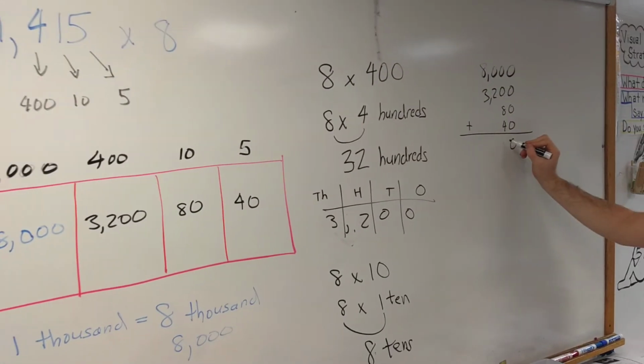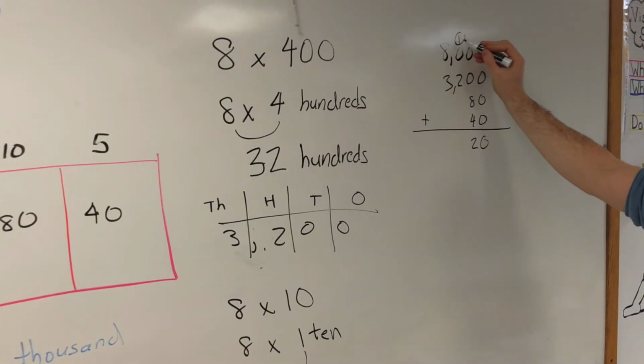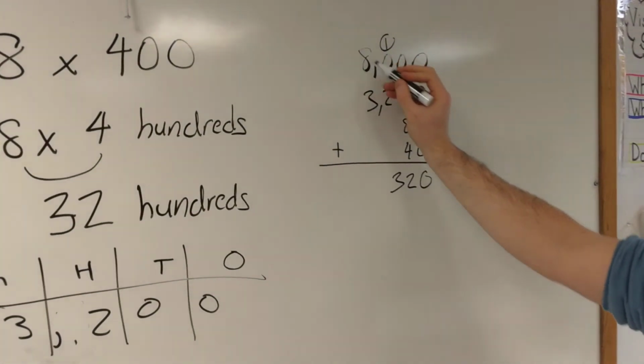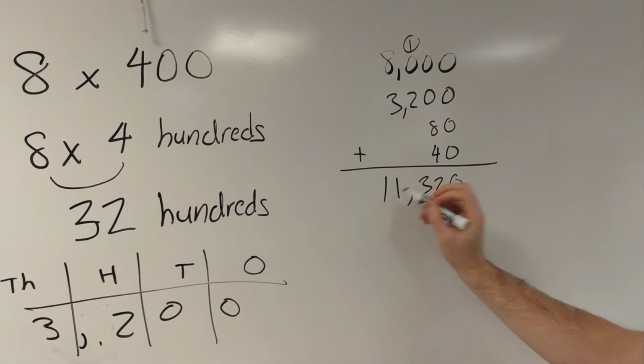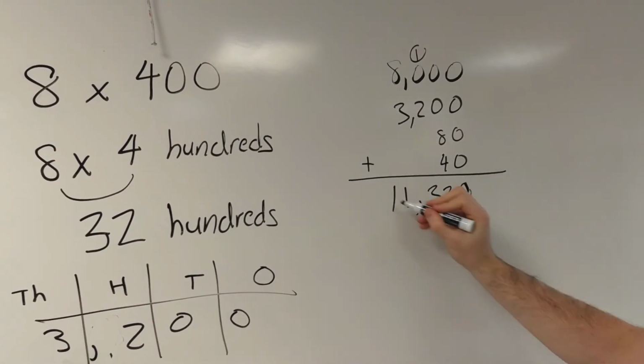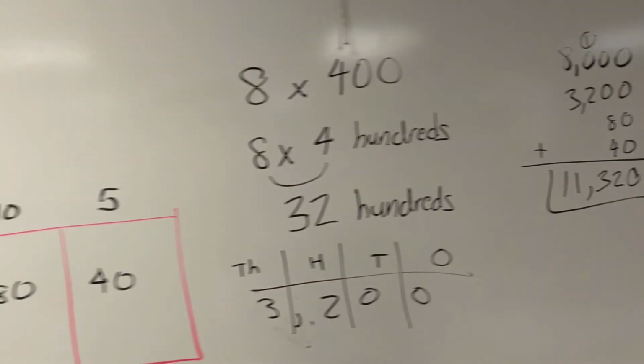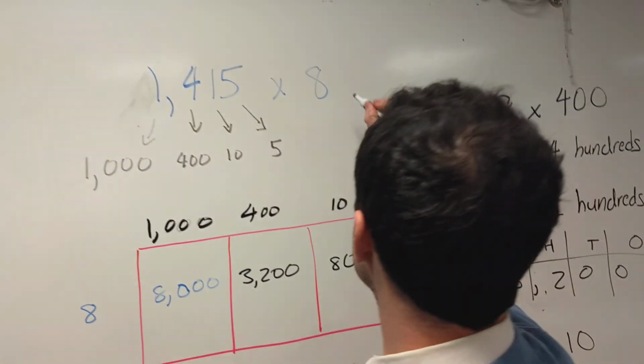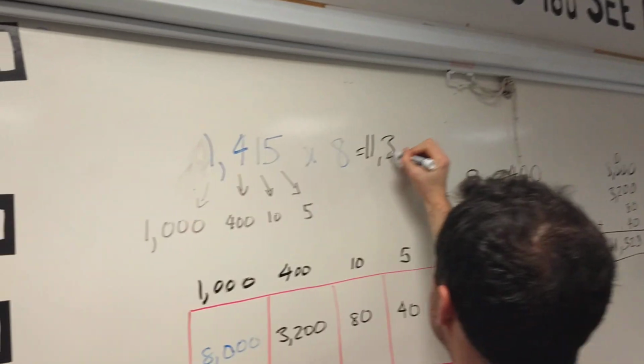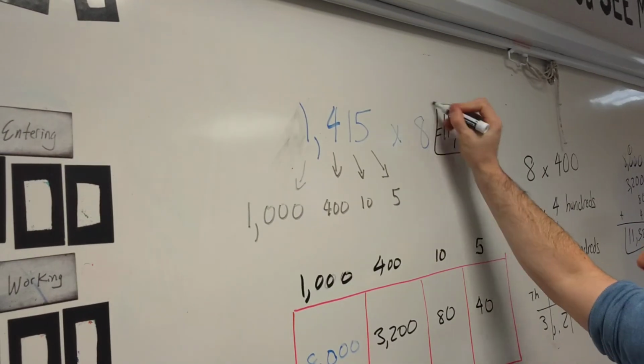0, 8 plus 4 is 12, carry the 1. 1 plus 2 is 3. 8 plus 3 is 11. I've got 1,320 as my product. I'm sorry, not 1,000. 11,320 is my product. All right?